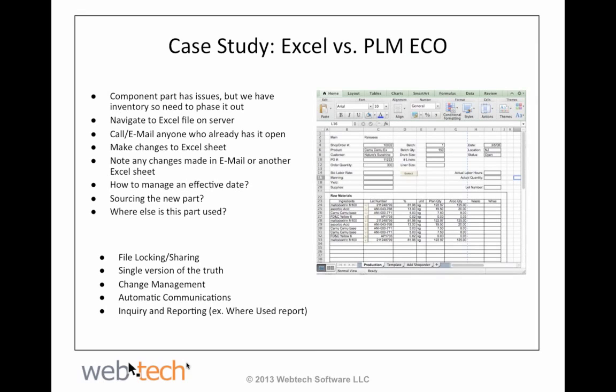So what you might need to do in the Excel case is find the Excel file on a server. Let's say somebody else has got it open. You'd have to call or email them and have them close it. You make your changes to the Excel sheet. You'd have to compose an email or maybe another Excel sheet with what you're changing, the effectivity dates and such. How you'd even manage that on Excel would be a question. And now email that out.